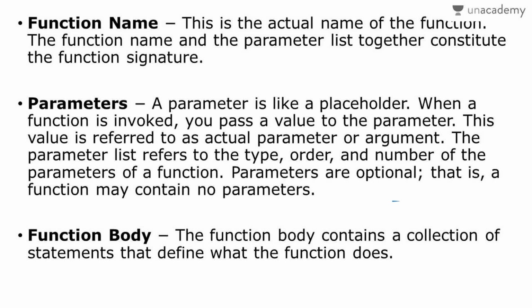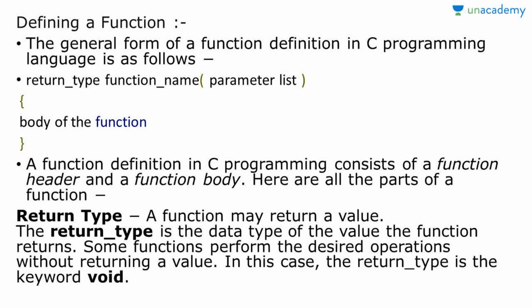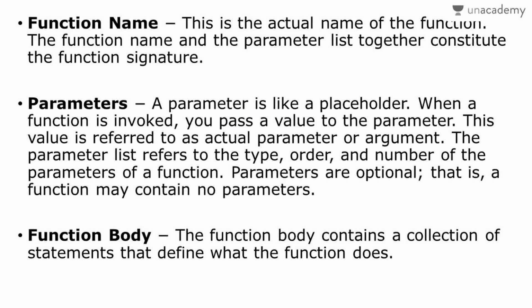So if you're using a parameter in a particular function and you're returning something, when you call this function in the main block, you need to pass some parameters. The parameter list refers to the type, order, and number of parameters of a function. Parameters are optional. A function may contain or may not contain parameters.